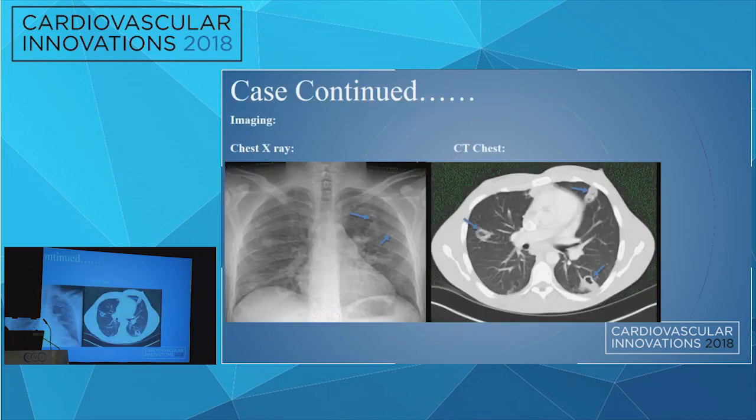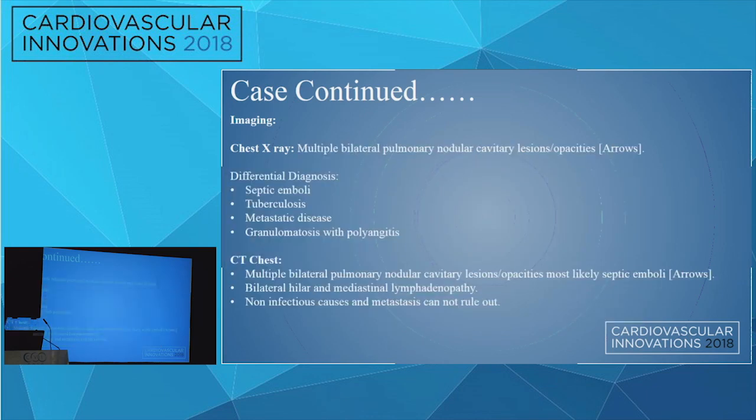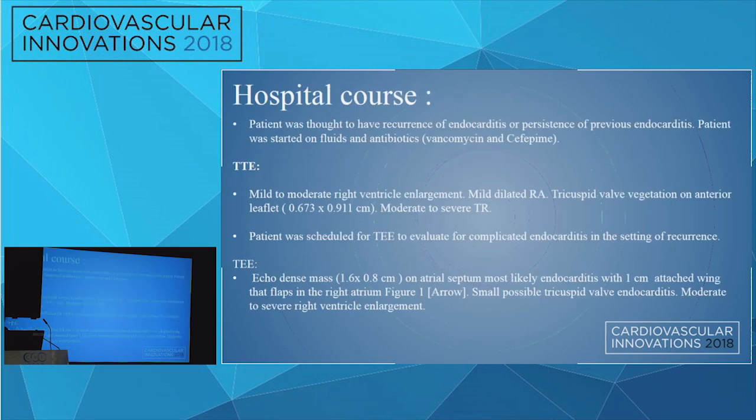So he had an X-ray and a chest CT. You can see on the X-ray there were multiple bilateral foci, and the same on the CT scan. They read that it could be consolidation, septic emboli, or metastatic disease, or maybe vasculitis, granulomatosis with polyangiitis. He was thought to have either recurrence of endocarditis or persistence of the previous endocarditis from a few months back. He was started on IV fluids and antibiotics.